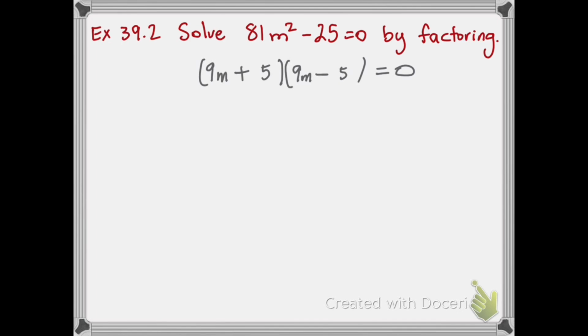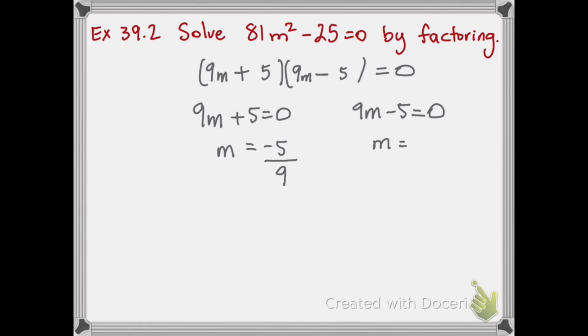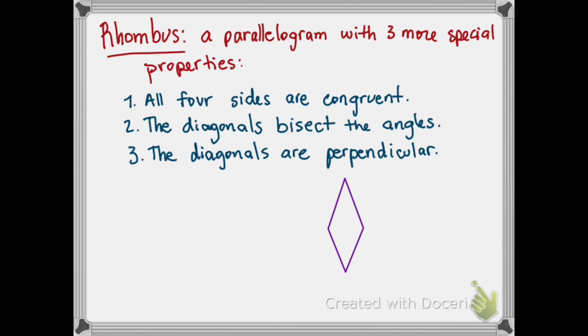And that's it. Now we set that equal to 0 and we solve for m. We pass the positive 5 to subtract and the 9 to divide. And in this case, we pass the negative 5 to add and then the 9 to divide. And our solution set is going to be negative 5/9 and positive 5/9.